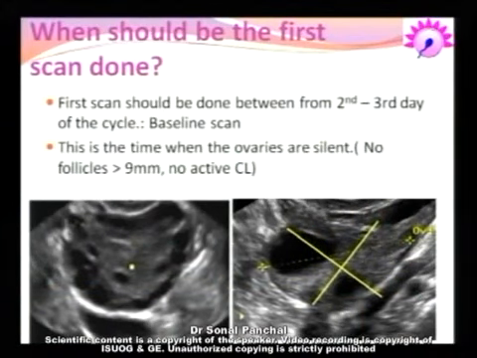So that's why the first scan should be planned between the second and third day of the cycle. And this is known as a baseline scan, because at this stage, the estrogen, progesterone, LH, FSH all are at the minimum level. Moreover, the ovaries would show only antral follicles, no follicle larger than 9 mm, and no active corpus luteum. Only then is this a silent ovary, when the baseline scan is actually valid.